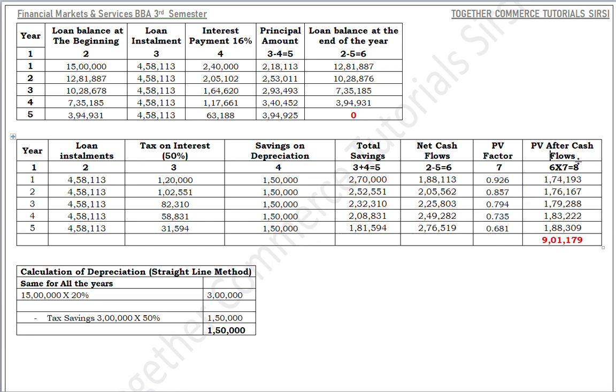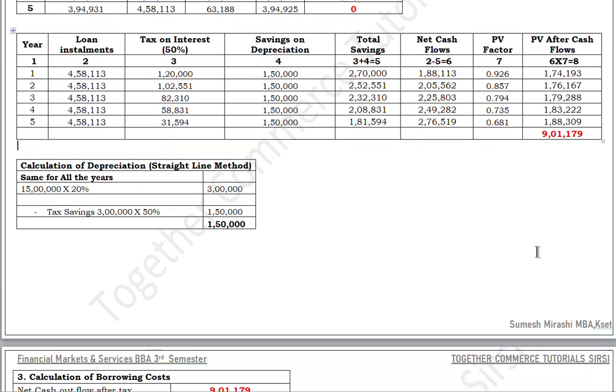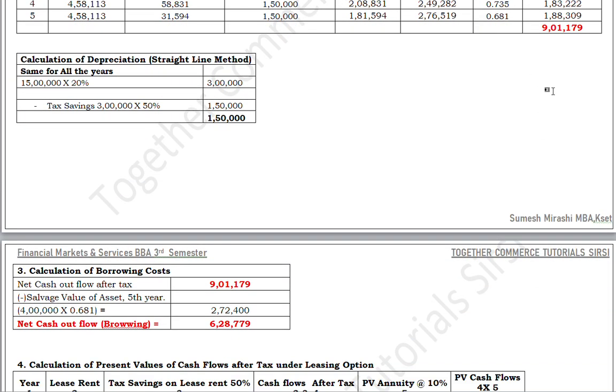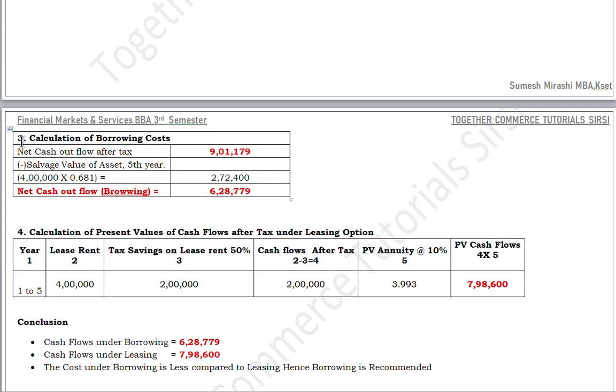Then the last column, that is the eighth column, where you will find the answer. Sixth column into seventh column, this into this gives you, like, 1,88,113 into 0.926 gives you 1,74,193. 2,05,562 into 0.857 gives you 1,76,167, and so on. After this, you should total the last column. The answer will be 9,01,179. This is the answer we require for the next step.